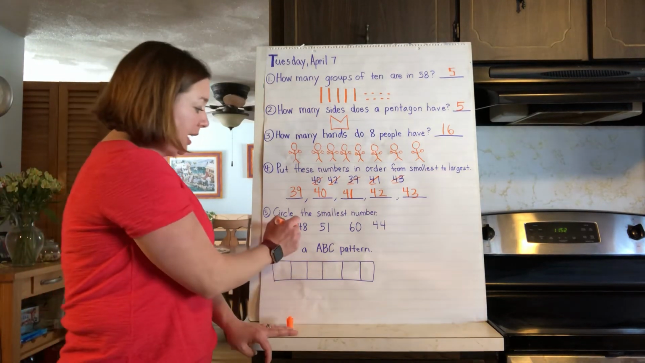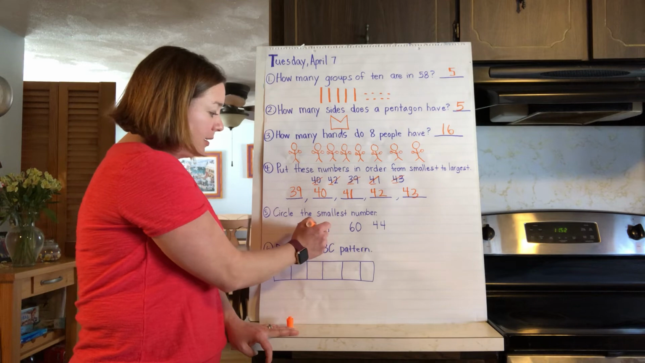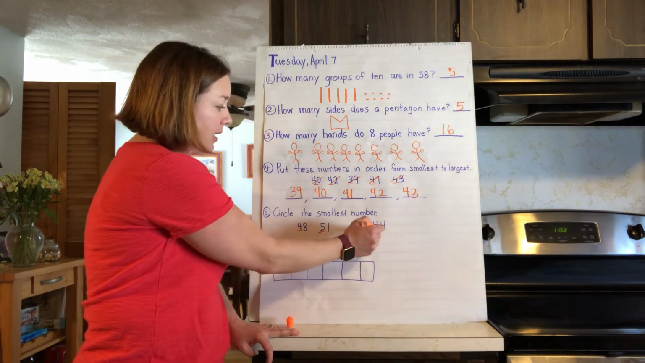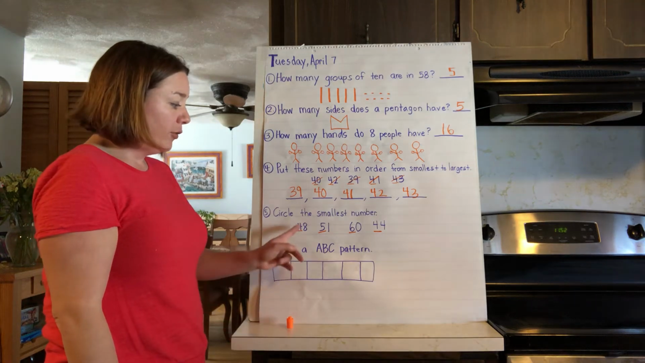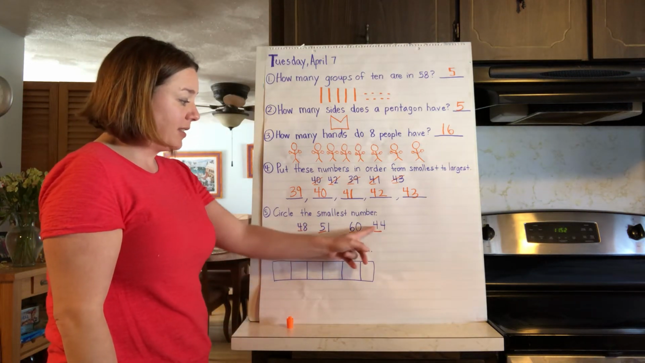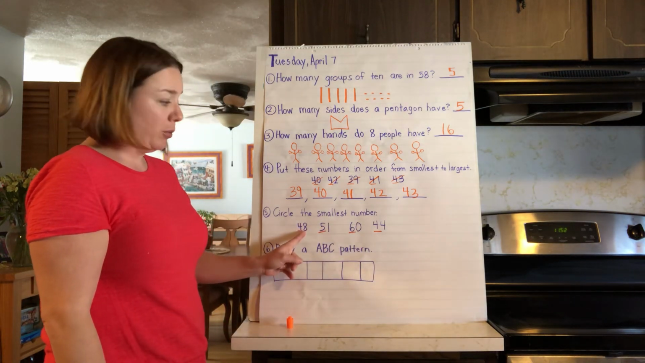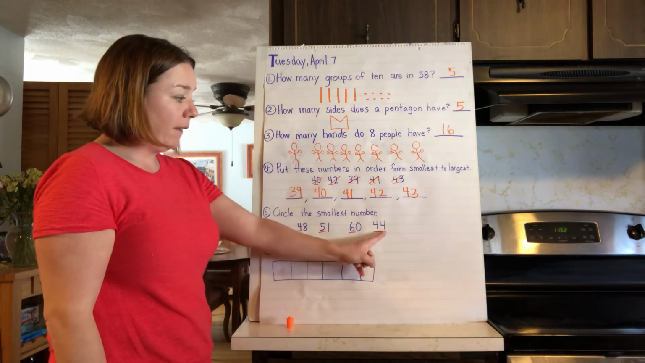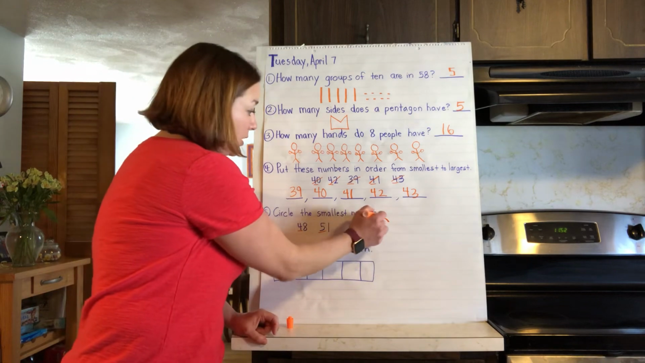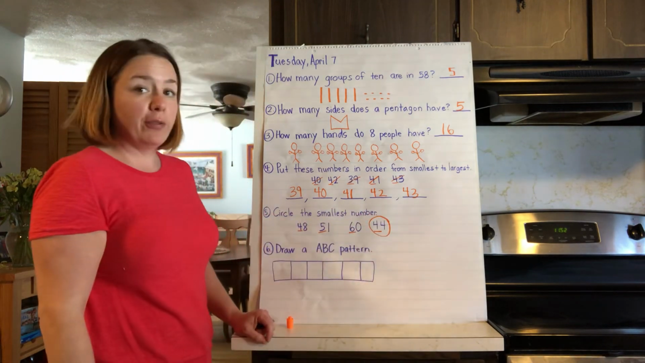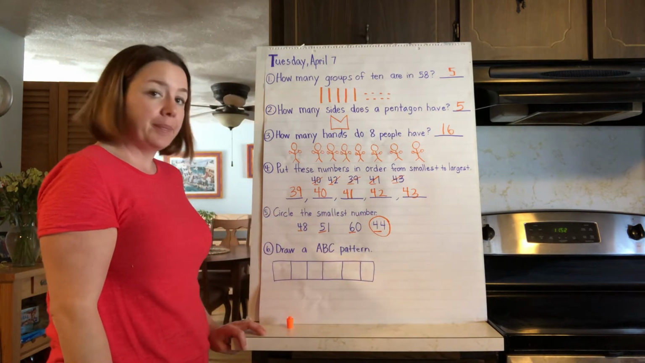Again, you want to look at the tens column. We've got 4 tens, 5 tens, 6 tens, 4 tens. 4 is smaller than 5 and 6. Now I have to look at the ones. 8 ones and 4 ones. Which one's smaller? 4. 4 is smaller than 8, so 44 is the smallest number.